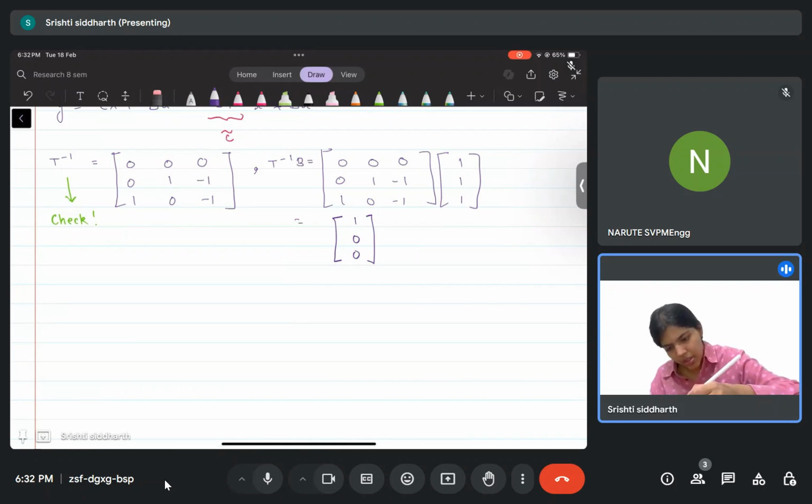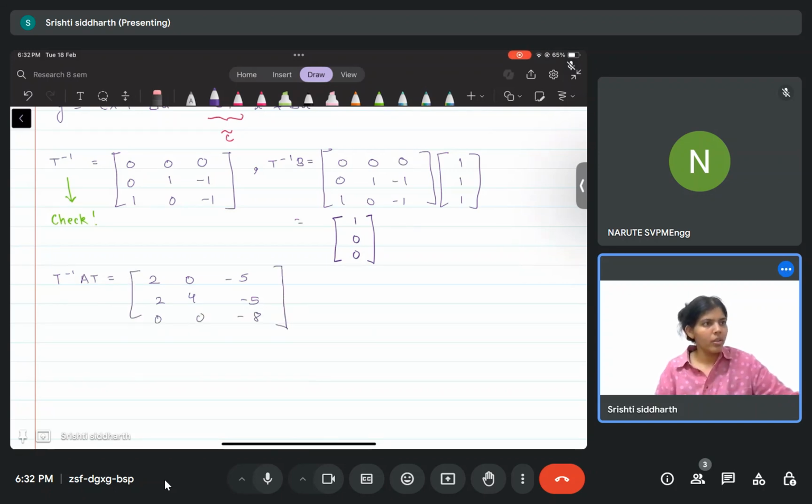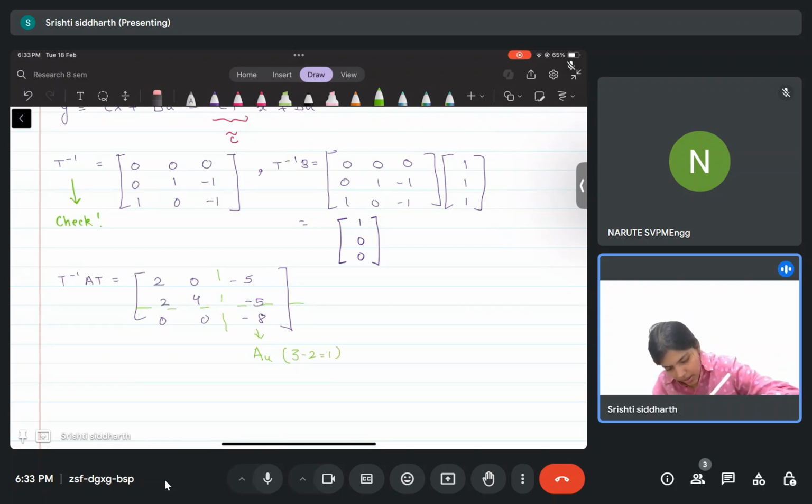Alright. So I'll just write down what T inverse AT is. Compute this as well. I'm going to write this down directly. 2, 0, minus 5. And then we have 2, 4, minus 5, 0, 0, and minus 0. Okay. So let's see what this will be. This part is uncontrollable, which is going to be of dimension 3 minus 2, which is 1. And this is the controllability matrix, which is also 2 by 2. This is just zeros. And we have some A12. Similarly, there is this B vector. So this is BC, the controllable part.